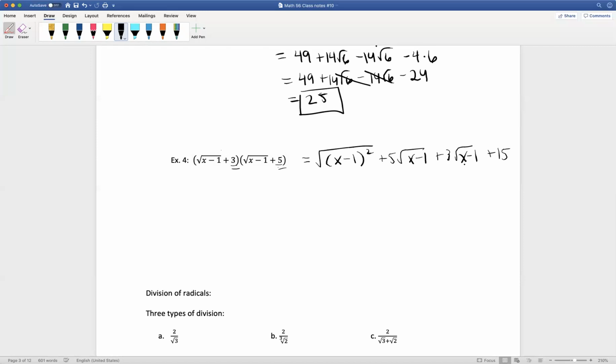Now, what can we do to simplify this? Well, look, there's something that I didn't go over, but for sure you should be comfortable with this property that you can't break apart sums and differences.